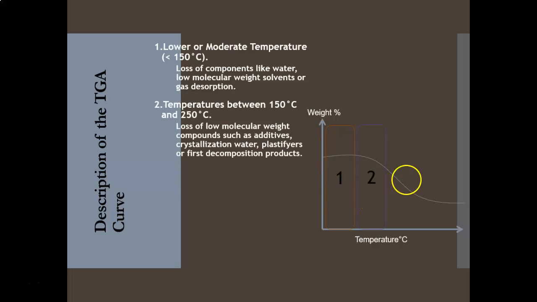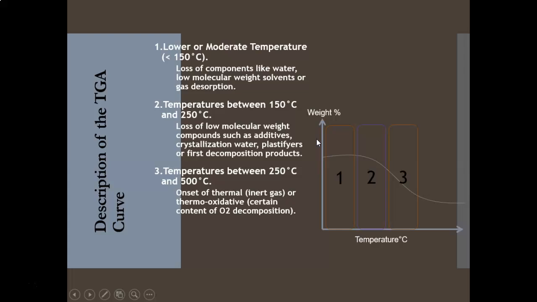And for the second phase, which lies between 150 and 250, basically it is loss of low molecular weight compounds such as additive, crystallization water, plasticizer, or first decomposition product. So if the curve for your material lies between this temperature, you can expect that it contains additive. Okay, it is the temperature or degradation temperature for plasticizer and so on.